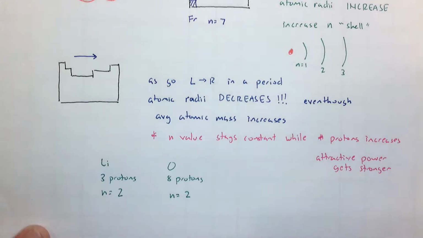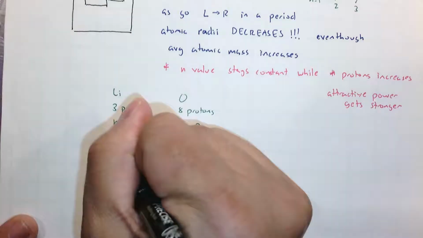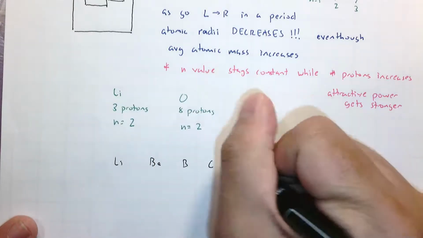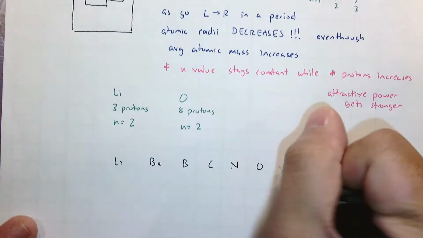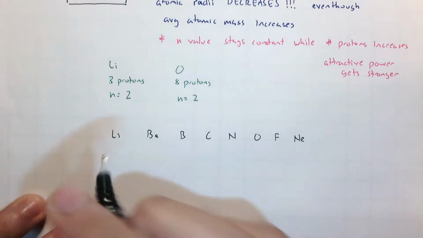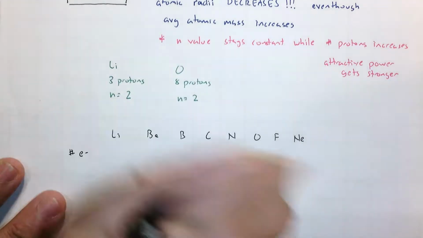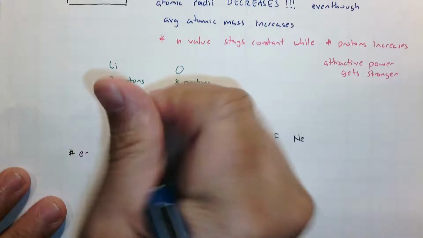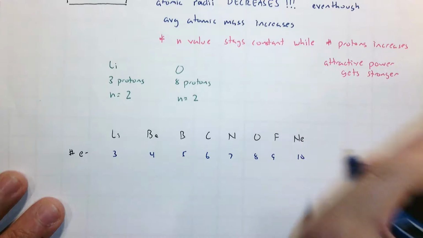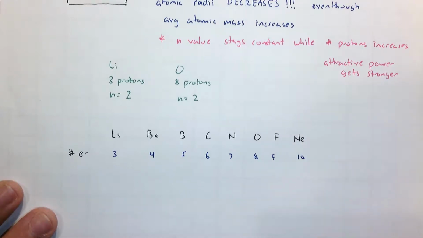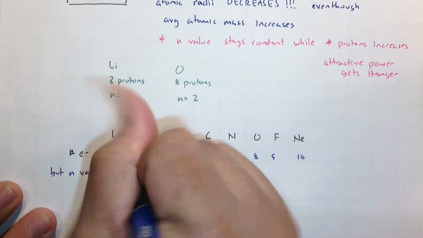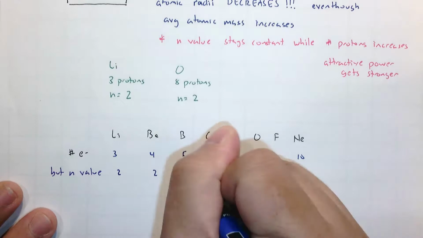Let me write out all the elements in period 2, and let's plug in some numbers into this table. We'll go all the way to neon, the noble gas in period 2. The number of protons are 3, 4, 5, 6, 7, 8, 9, 10. But the n value is still 2 for all of them.